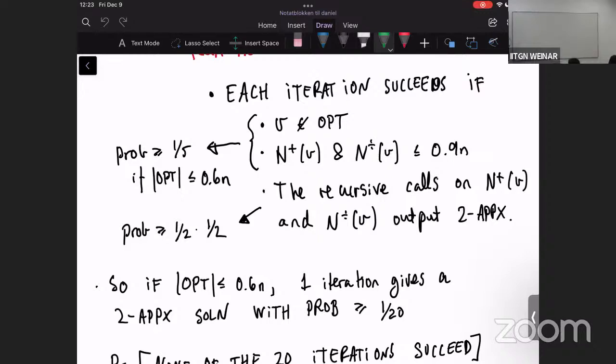And if all of these things happen in an iteration, then the algorithm will find a two approximate solution in that iteration. This is precisely what we analyzed before. If I got a two approximate solution from the right and from the left, then what I get is a two approximate solution for this instance.